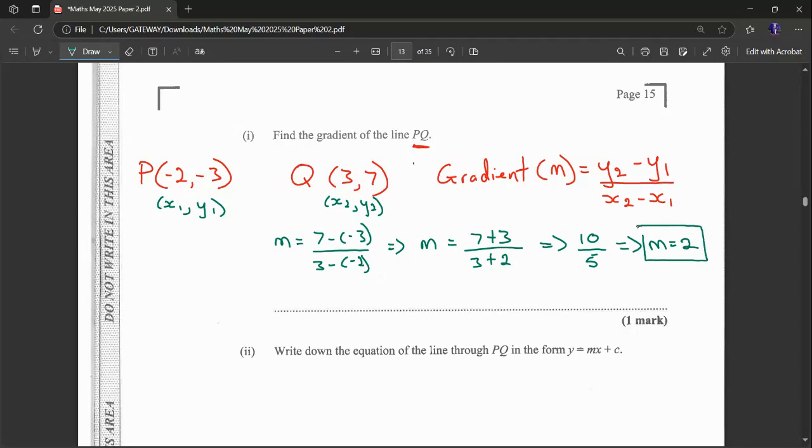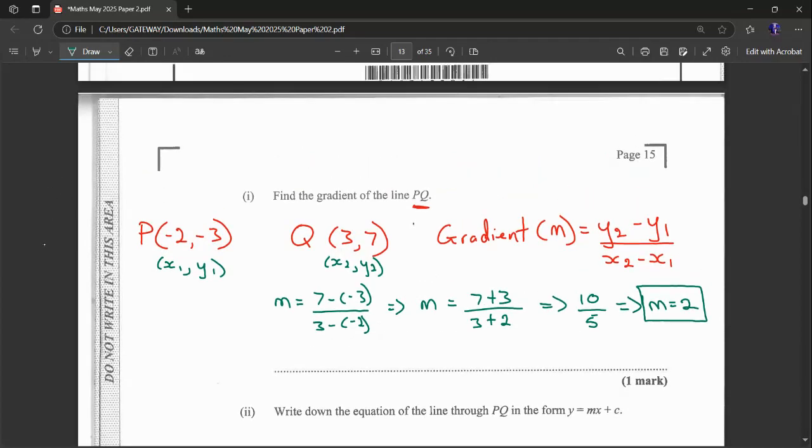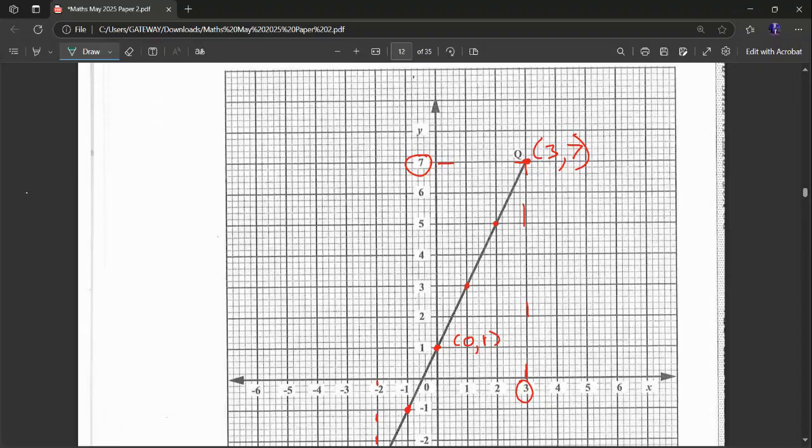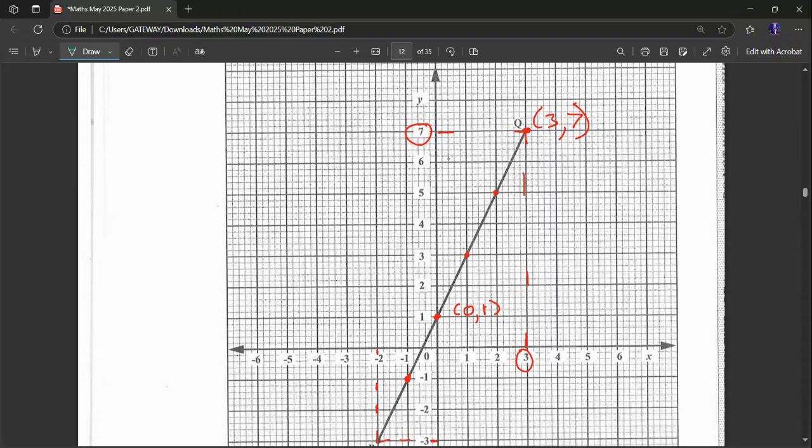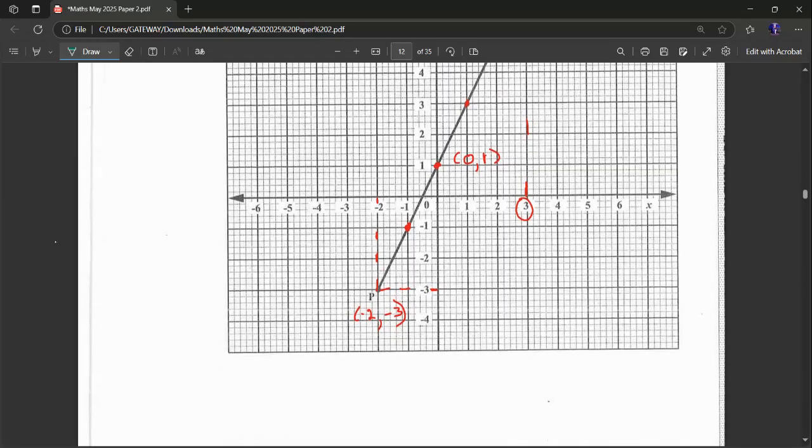And that is 1 mark there. And I would have shown you how I read off the point for Q to get (3, 7), and I read off the point for P to get (-2, -3).